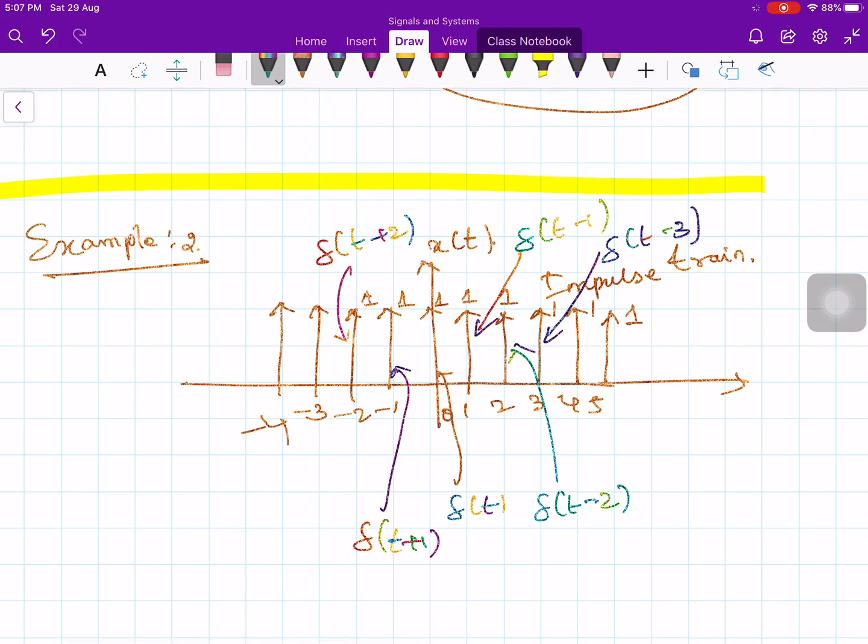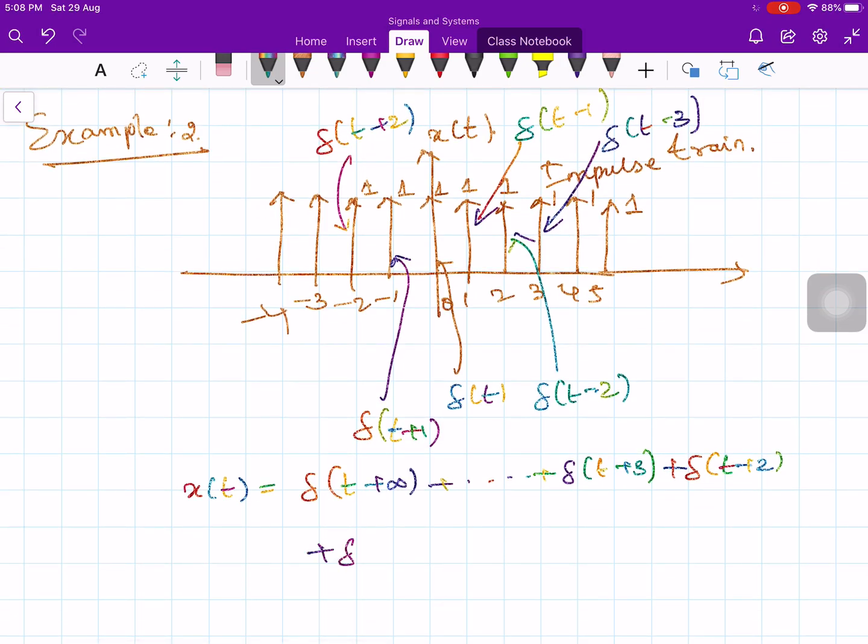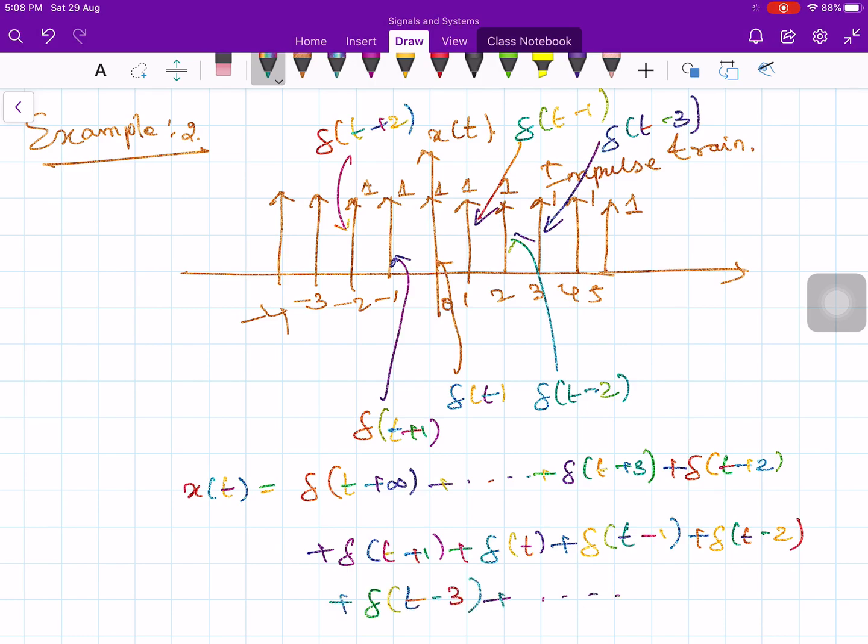Therefore, your x of t contains del of t plus infinity plus dot dot dot plus del of t plus 3 plus del of t plus 2, plus del of t plus 1 plus del of t plus del of t minus 1 plus del of t minus 2 plus del of t minus 3 plus dot dot dot, right.